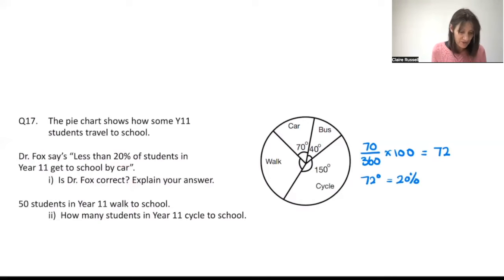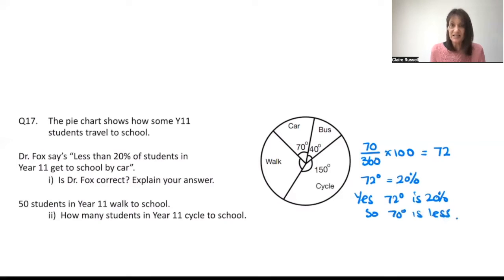And the way that we could do that is we could say, yes, 72 degrees is 20%. So 70 degrees is less. Try and answer it in a sentence when it says explain your answer. You've got the maths to support it. What they're really doing is checking that you understand the maths that you did. So quite a tricky question, I think, there. Yeah, just having to get into it in a slightly different way, aren't you, with that one?